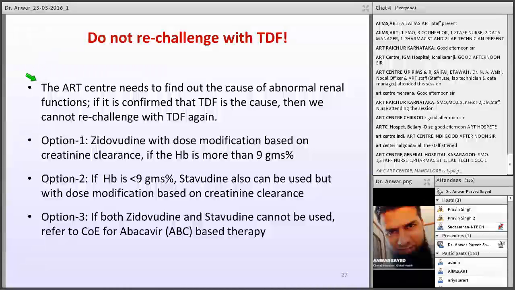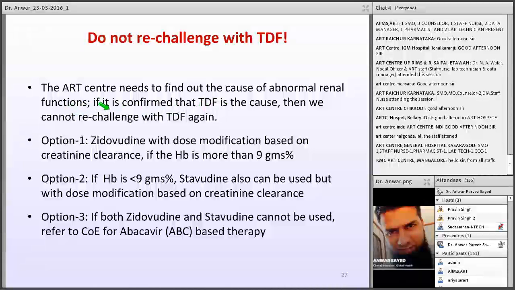If you have toxicity, the ART center needs to find out the cause of abnormal renal functions. And if it is confirmed that tenofovir is the cause, then we cannot re-challenge with tenofovir again. So we need to be vigilant. In some of the cases, we will see certain risk factors, and we need to be very vigilant. Not only serum creatinine needs to be seen, but other parameters also need to be seen wherever it is possible. Of course, it may not be possible in each and every setting to go for each and every investigation, but in most settings, the simple investigations will be available.